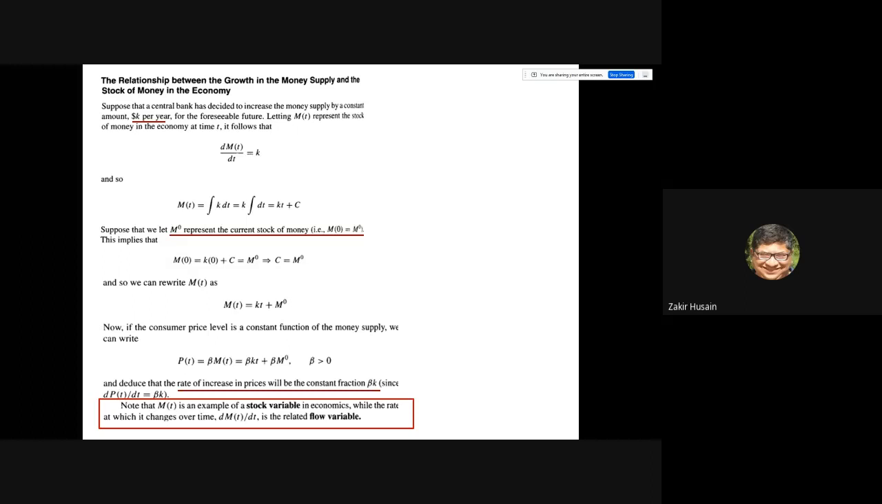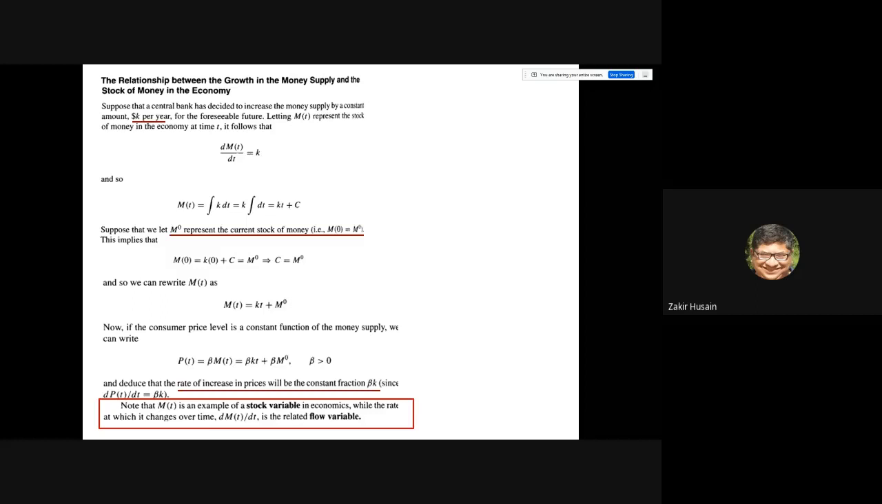So the initial stock of money is empty. That means the change in money supply is equal to K. So dM by dt is equal to K. What is M? M is simply the integration of K dt. You bring out K, K times the integral of dt, which is simply Kt plus C. Again, note over here that we don't know the value of the constant of integration.